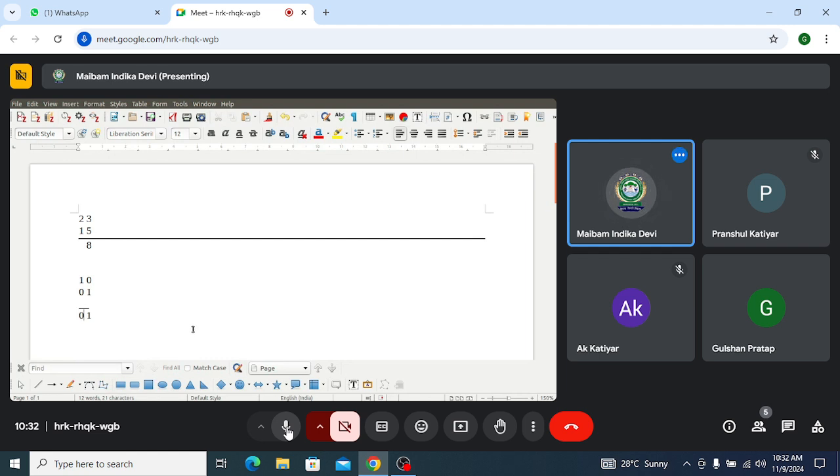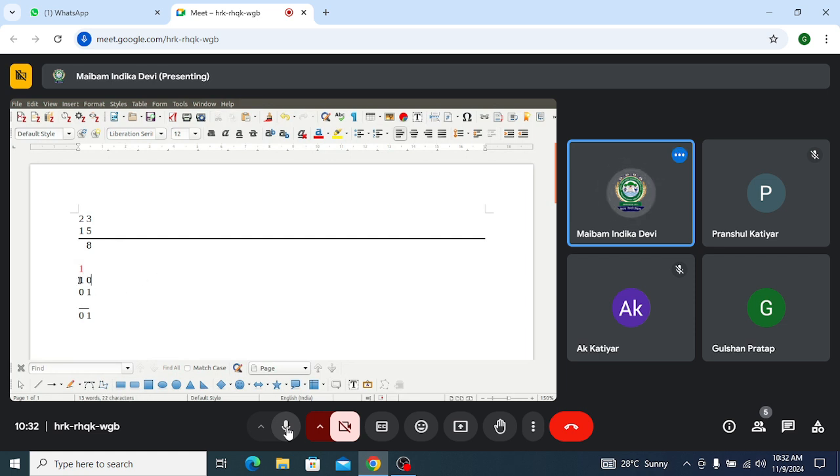Understood or not? Yes, ma'am. Any doubt you can ask again. 0 minus 1 is 1. You have a borrow of 1. Here you have borrowed a 1. That borrowed will be given back in the next higher bit here. This will be a borrow.